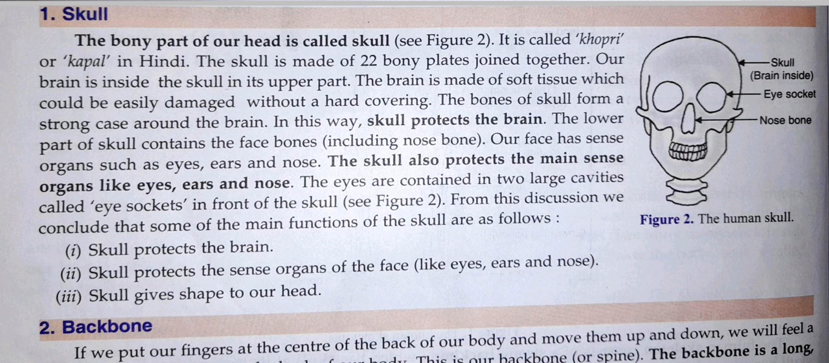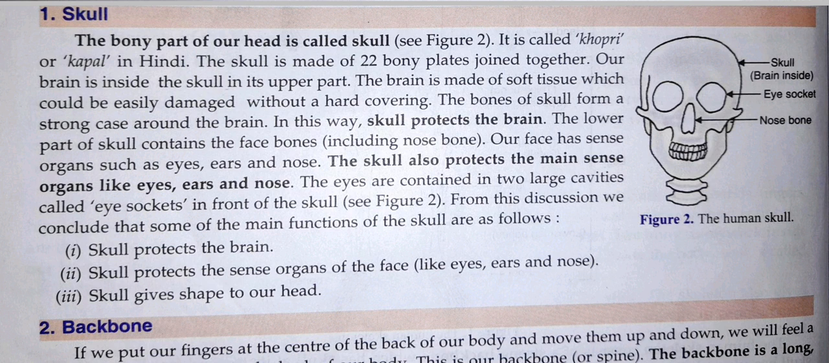Inside the skull, the brain is protected. The brain is made up of soft tissue which could be easily damaged without a hard covering. हमारा ब्रेन होता है वो सॉफ्ट टिश्यू से बनता है, उसके ऊपर ये हार्ड कवरिंग नहीं होता है तो हमारा ब्रेन है वो डैमेज हो जाएगा. सो स्कल प्रोटेक्ट्स द ब्रेन.